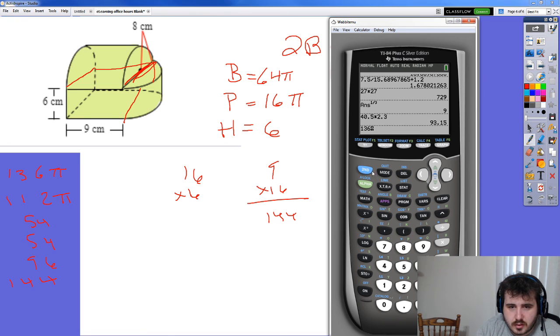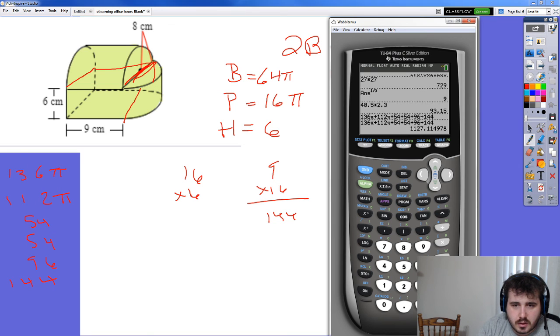136 pi plus 112 pi plus 54 plus 54 plus 96 plus 144. And then again, just round to the nearest whole number. I get 1,127.114978.